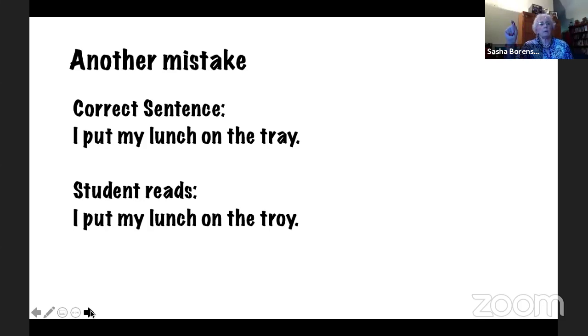What is correct? Where is it correct? What is incorrect? Where is it incorrect? What do I need to do to get my student to think about the mistake and then correct it themselves by looking at it? Okay.